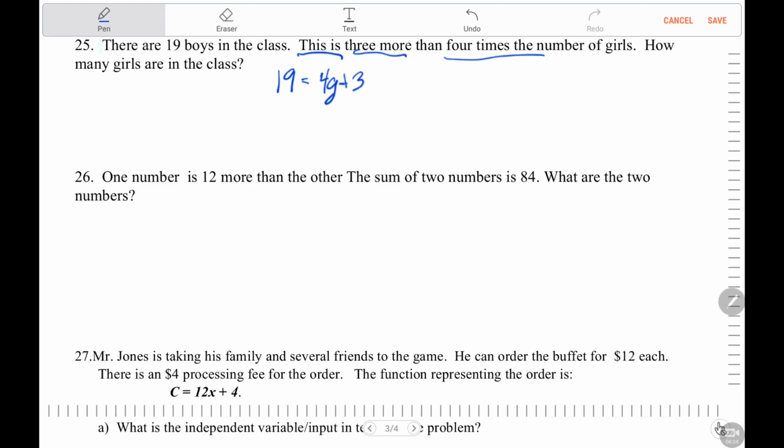So what we have to do is solve for the girls. Very simple. Subtract 3. Get 16 equals 4g. Divide by 4. G equals 4. There's 4 girls in class.